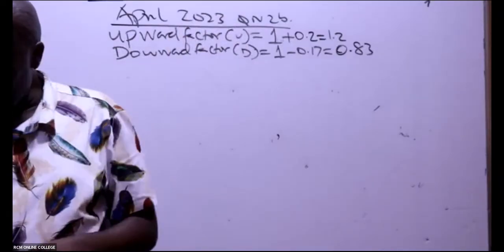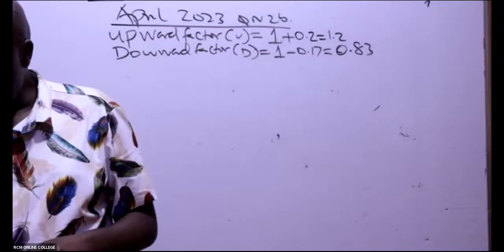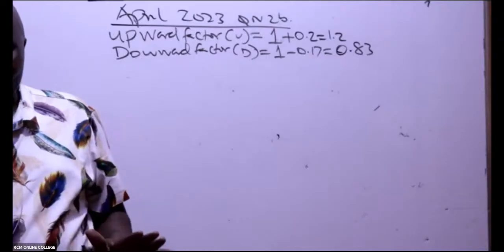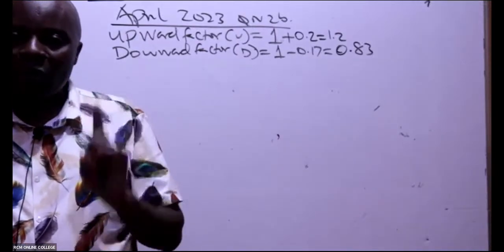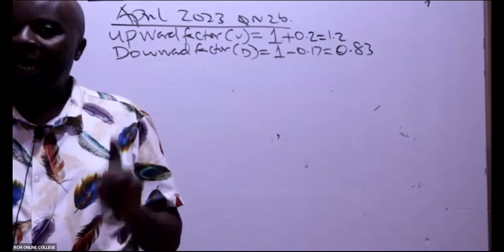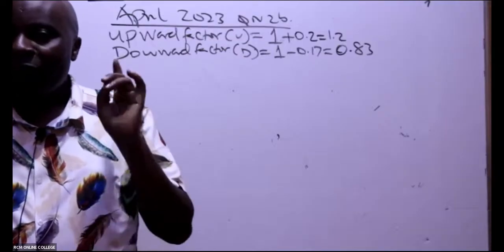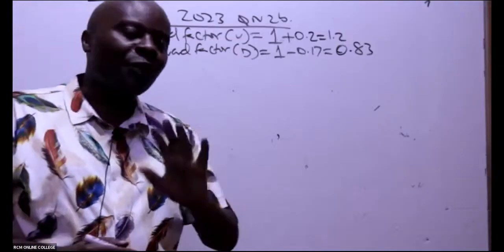Up to here, are we together? Yeah, thank you so much. So that is the first thing that you need to do. That is step number 1. Get the upward factor and the downward factor. From there, ladies and gentlemen, draw a probability tree.